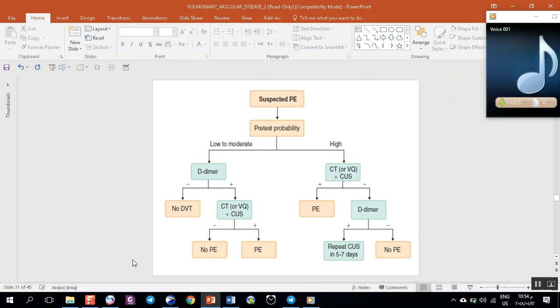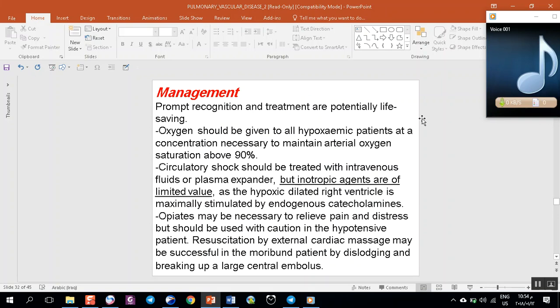If the criteria are low or moderate, do D-dimer. Negative, no embolism. High probability, investigate with CT angiography. You see, the importance of D-dimer is mainly for the negative, for exclusion, not for diagnosis of embolism. Management in case of massive embolism is life-saving: oxygen, and you should maintain oxygen saturation more than 90, and sometimes use a volume expander, or drug, intravenous.